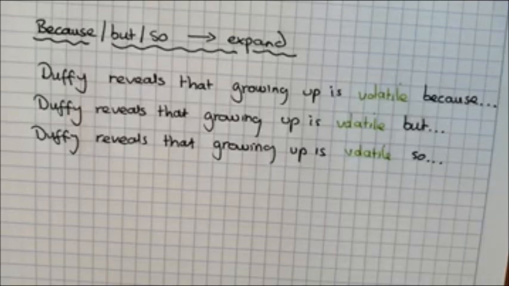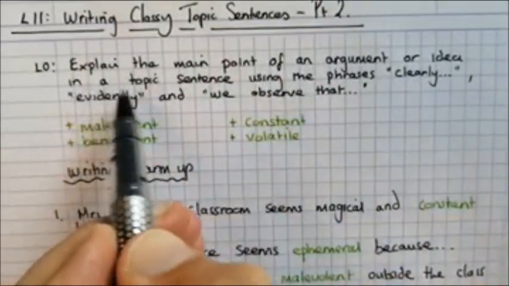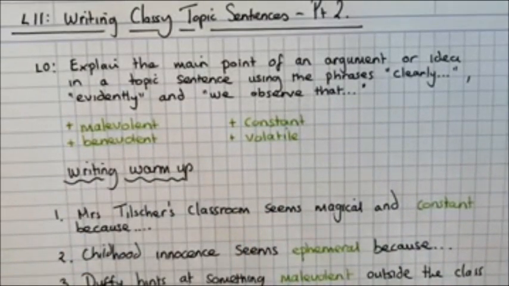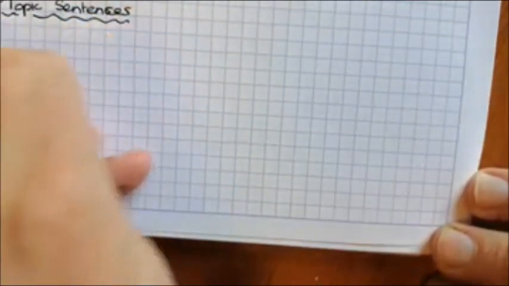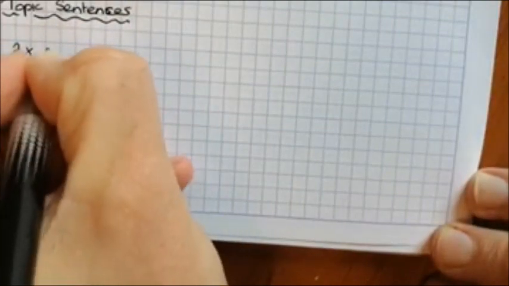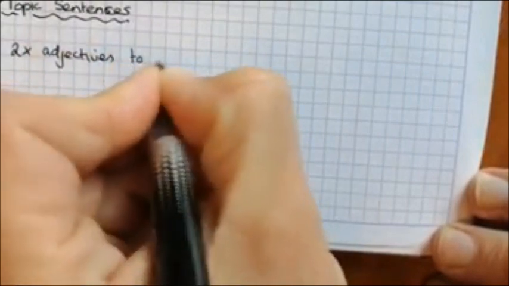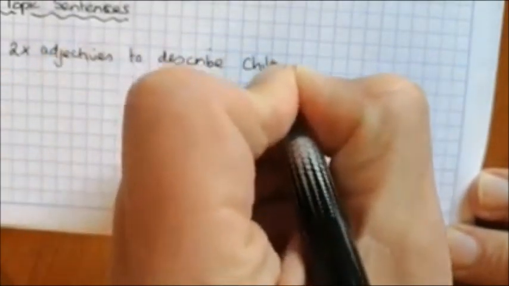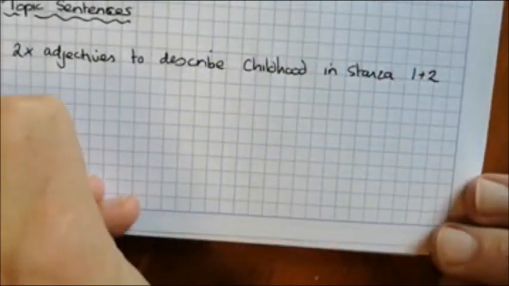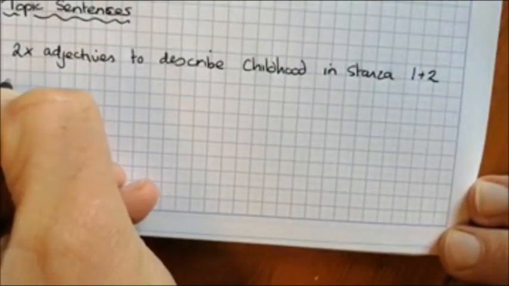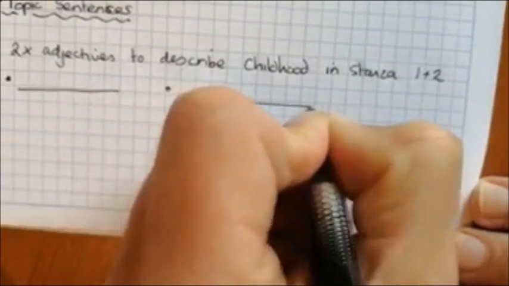All right, so now we've warmed ourselves up and we've thought about how we're going to expand a lot of our sentences and our thinking. It's time for us to have a look at our learning objective again. So, as we said before, we're going to explain the main point of an argument or idea in a topic sentence using the phrases clearly, evidently, and we observe that. So in order to do that, we've got to make some topic sentences. We're going to need to think about what needs to go into those topic sentences. So, I want an adjective. In fact, I want two adjectives to describe childhood in stanza 1 and 2. So give me those here. It's number 1 and this is number 2.